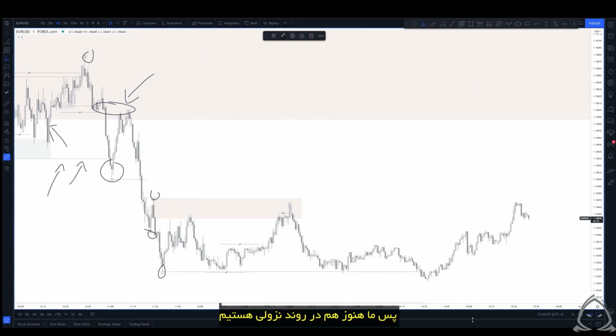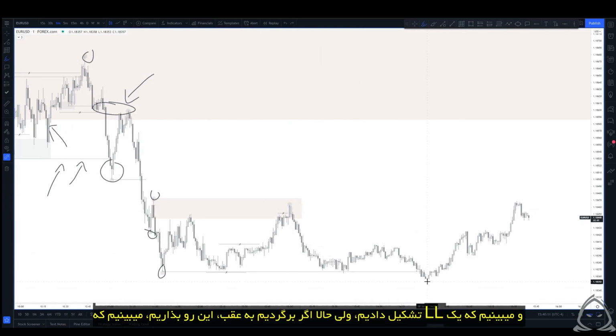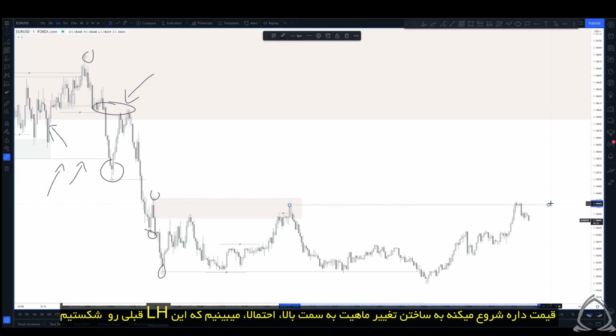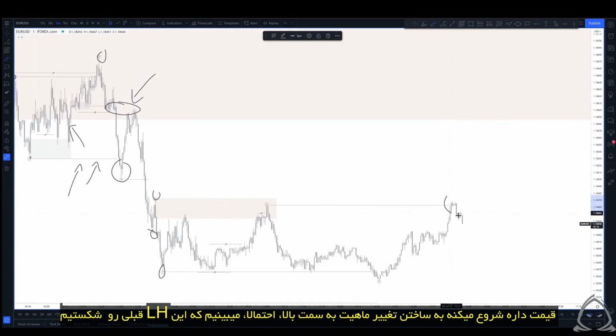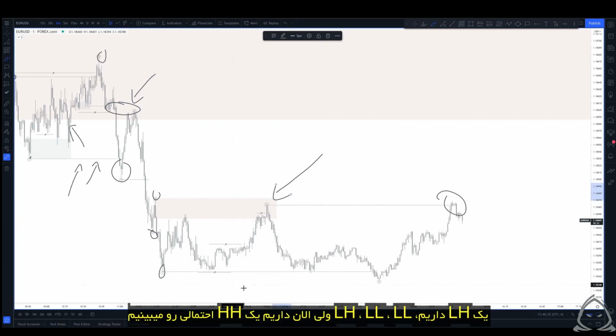So what we're doing now is we're still in a downtrend, and we've created a lower low. But now if we just backtrack, throw this on, we can see that price is now starting to create a change of character to the upside potentially. As we can see, we've now broken this previous lower high. So we have a lower high, lower low, lower low. But now we're starting to see a potential higher high.